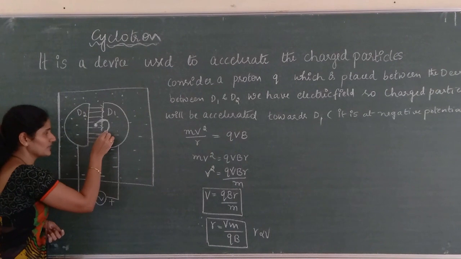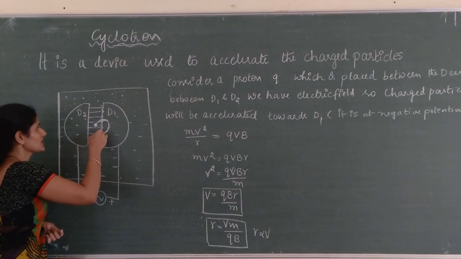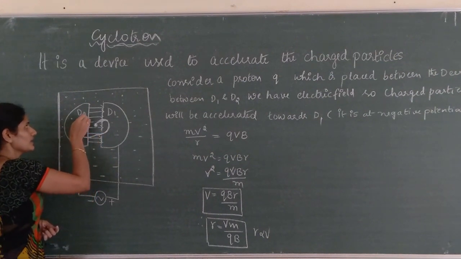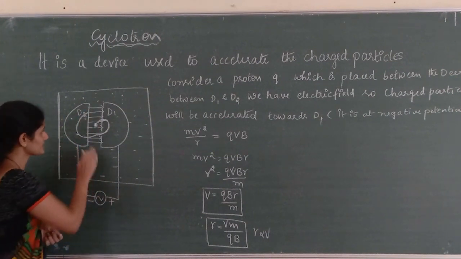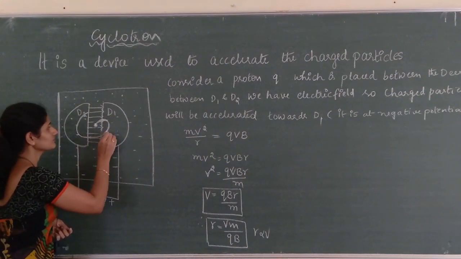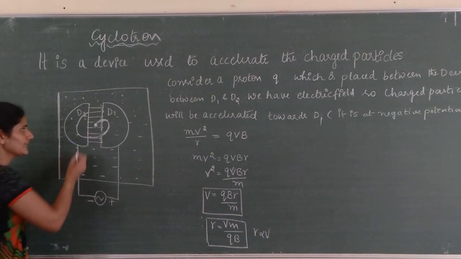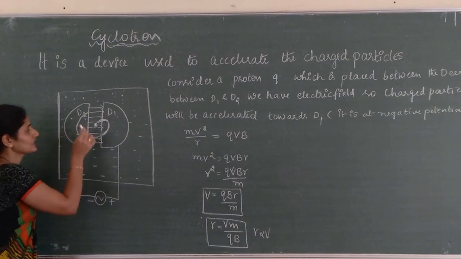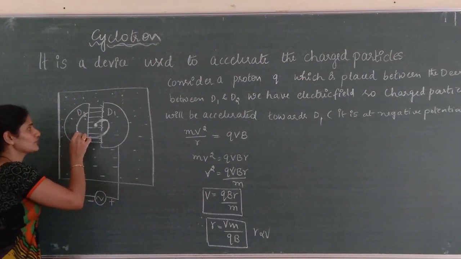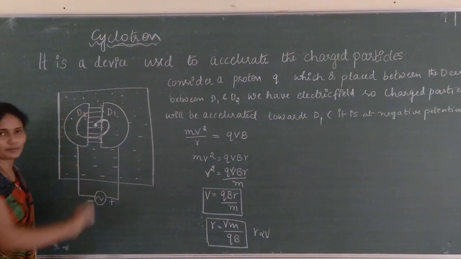With increased velocity, it will enter D2. As velocity increases, the radius also increases. Therefore, it will describe a circle with an increased radius. So, this is the diagram. Again, inside D2 we have only a magnetic field, we do not have any electric field. Therefore, due to the magnetic field, the particle will move in a semicircular path.